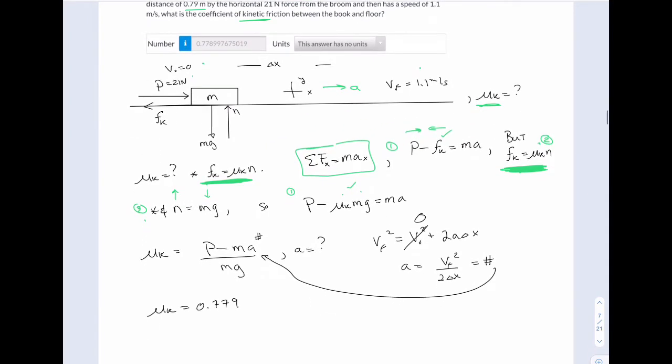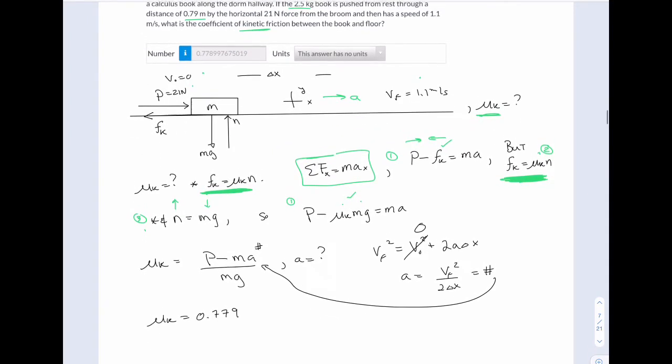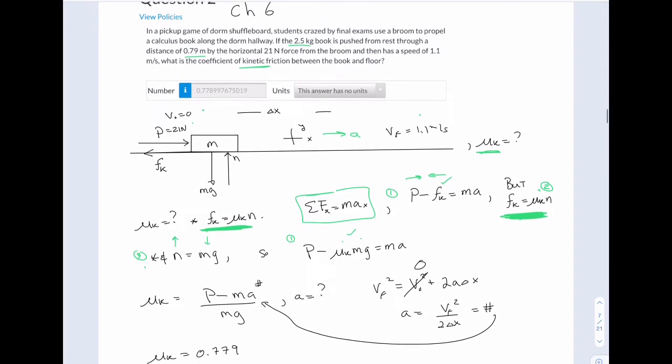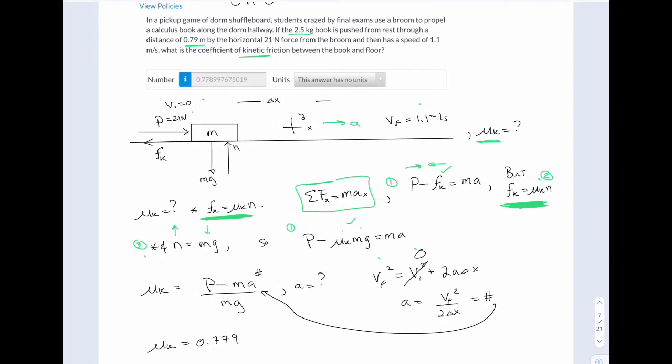Then just solve that for mu sub k, and you have everything in here except for a. But they give you a v initial, a v final, and a distance. So I can use equation number 3 to get the acceleration. So acceleration's a number, put it back there, and that gives you mu sub k. And you'll see that all the units do indeed cancel.